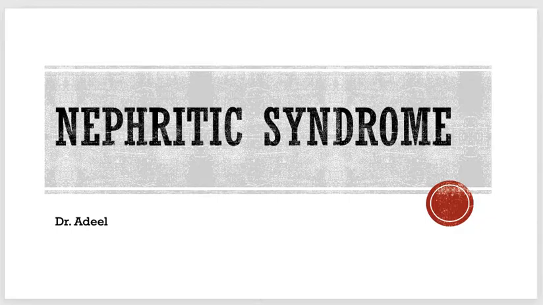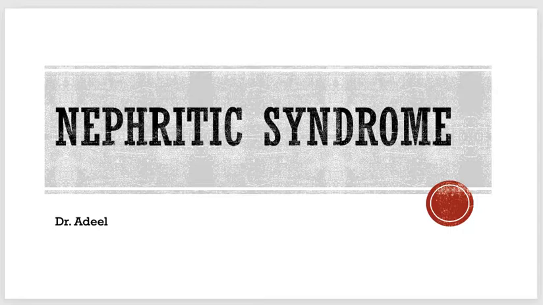Anyone who has a nephritic syndrome presents with proteinuria, which is not in the nephrotic range, or you can say less than 3.5 grams per day, as well as hematuria, which could be microscopic or macroscopic. They present with azotemia, which means there will be increased creatinine and urea. When we send their urine to the labs, we will find RBC casts.